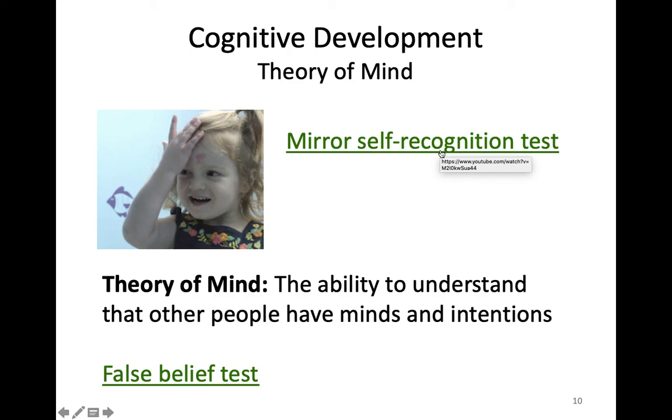Once infants become self-aware enough to recognize themselves in a mirror, they can learn that their thoughts are different from other people, and this is called theory of mind, which is the ability to understand that other people have their own minds and their own intentions. Whether or not a child has developed theory of mind is tested with something called the false belief test. Okay, so I've included another video there that illustrates a kind of task that allows a researcher to understand whether a child has developed theory of mind. So go ahead and check that out.